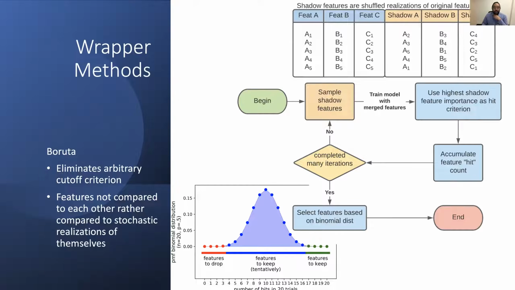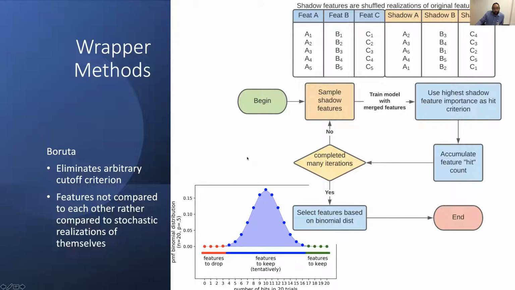Okay, so one of my favorite wrapper methods is Boruta. And I like it because it solves a lot of the problems that a stepwise method had. First, it stands on a more firm statistical footing. And second, it eliminates what Mert said, that arbitrary cutoff, right?